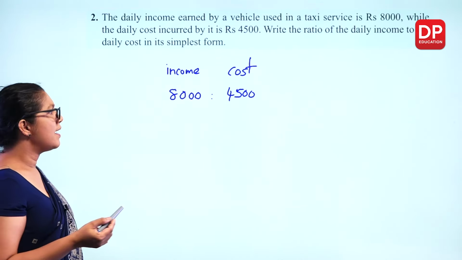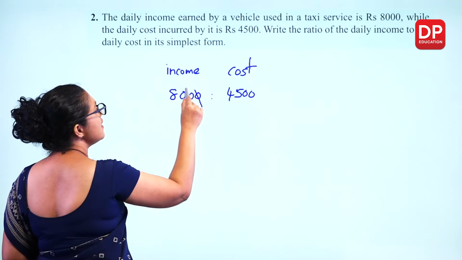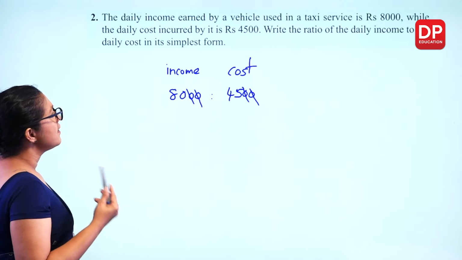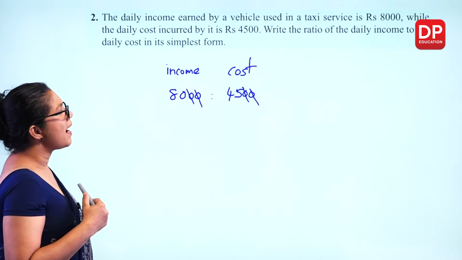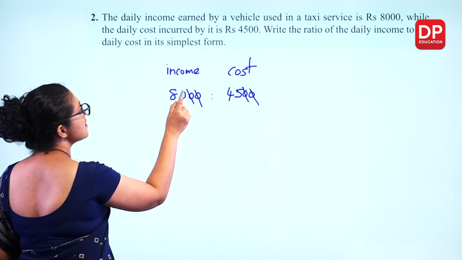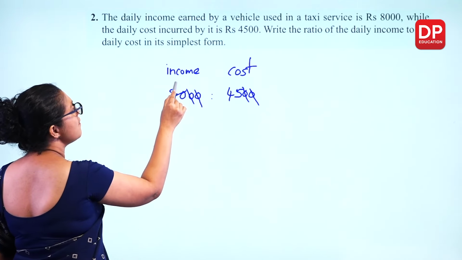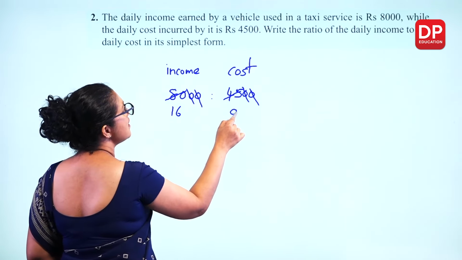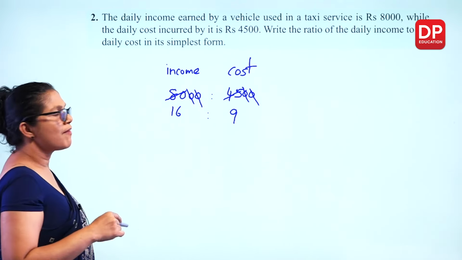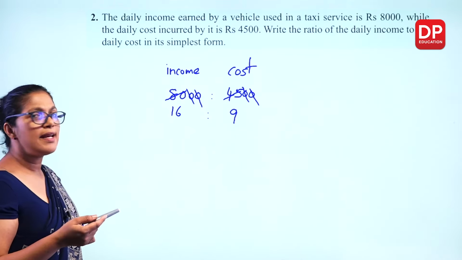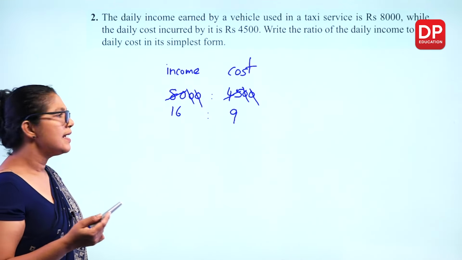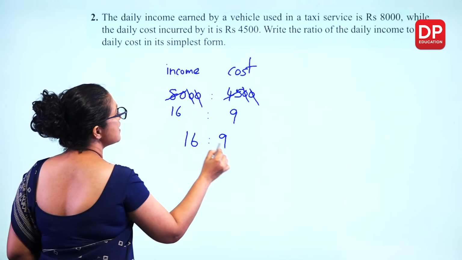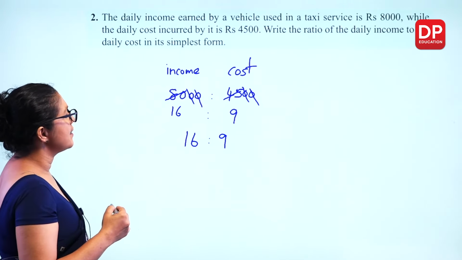So how do you simplify? You can divide by 100. That means these two zeros get cancelled out. Then divide by 5. 5 times 1, 5. 3 remaining for 30, that's 6. 5 times 9. Can you simplify further? 16 and 9 are not divisible by any other factor. So what's the ratio? The ratio is 16 to 9.